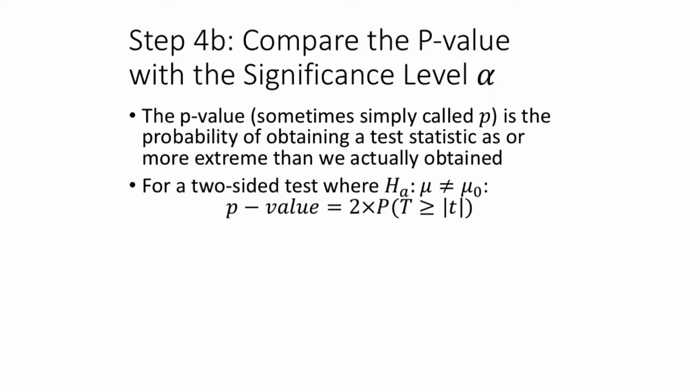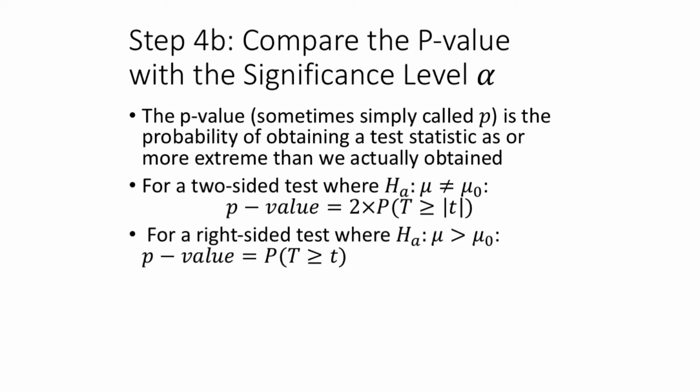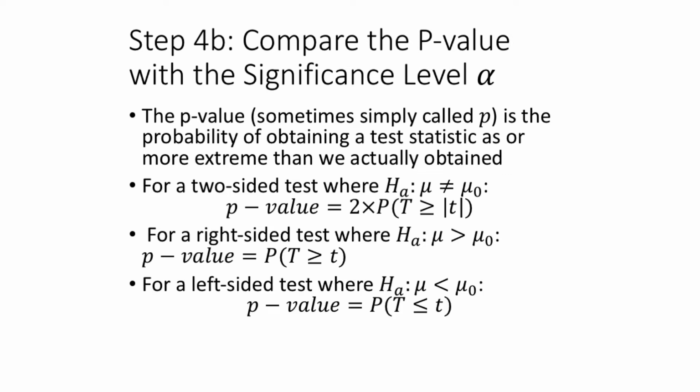The p-value is just the probability of obtaining a test statistic greater than or equal to, in absolute value, the one we obtained, multiplied by 2. For a right-sided test, the alternative is that the population mean is greater than the claimed value under the null, and the p-value is the probability of obtaining a test statistic greater than or equal to the one we observed. For a left-sided test, where the alternative is that the population mean is less than the claimed value of the null, the p-value is the probability of obtaining a test statistic less than or equal to the one we observed.